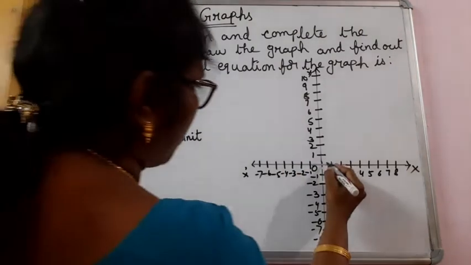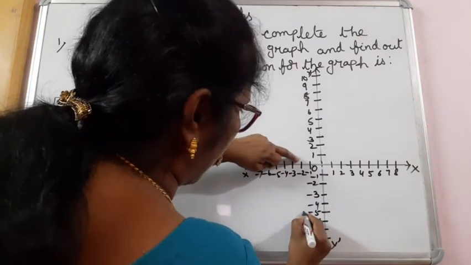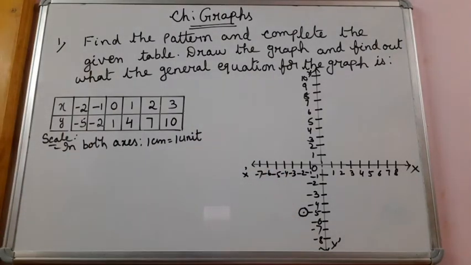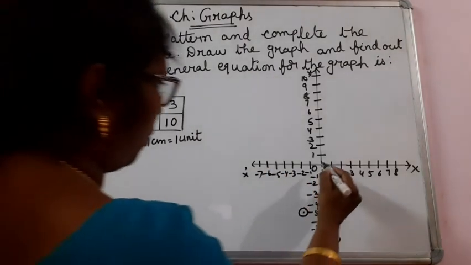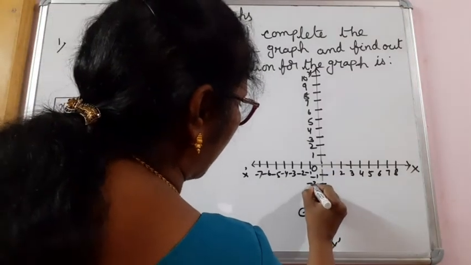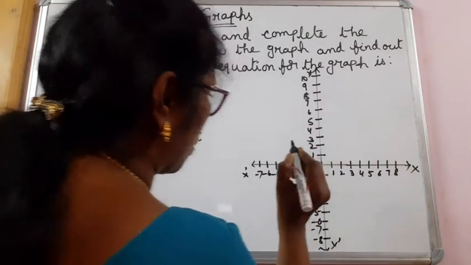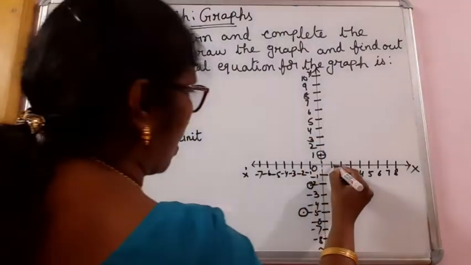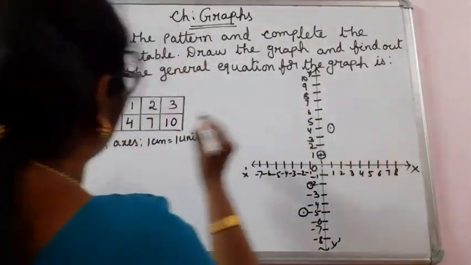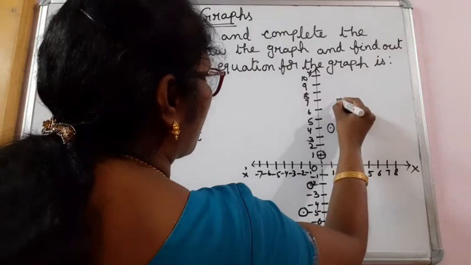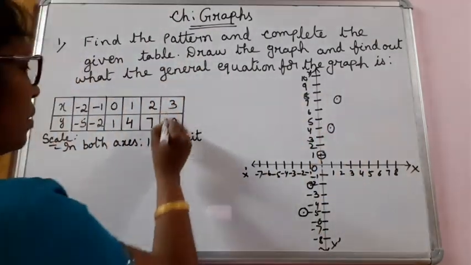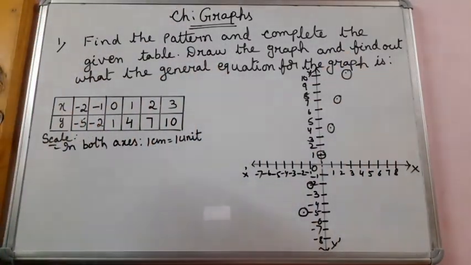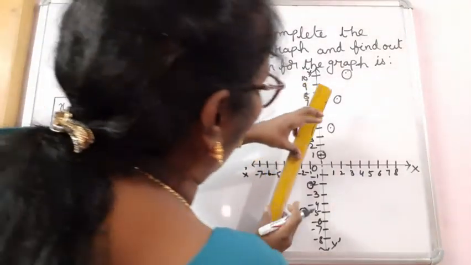X coordinate -2, y coordinate -5. You know that I won't be able to do it exactly, but roughly I can explain. -1, -2, I have written here already. Minus is showing here. 0, 1, this point. 1, 4, more or less here. 2, 7. Okay. 3, 10. And let us draw the graph. That is, we have to join the points.